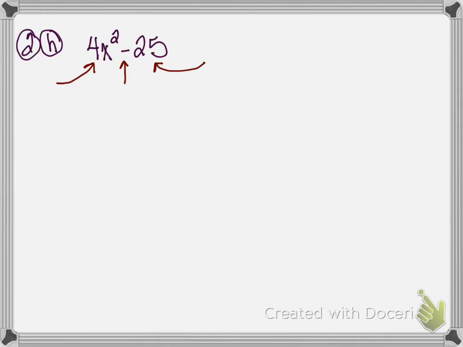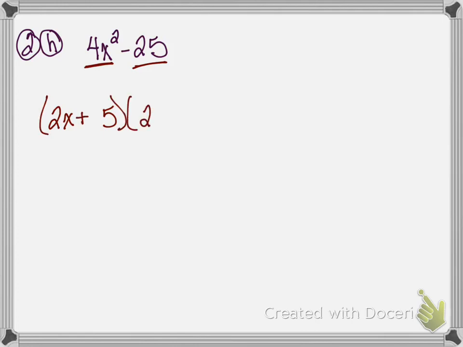Okay? Now, what you look at first is your 4x squared. And you say, okay, what's the square root of that? The square root of 4 is 2. The square root of x squared is x. Then you're going to say, okay, what's the square root of 25? It's 5. So you are going to have 2x plus 5, and you are going to have 2x minus 5. So you have to be able to identify that as the difference of perfect squares.